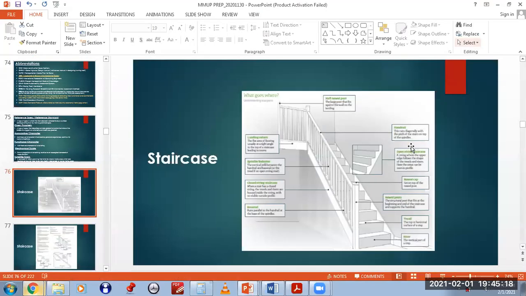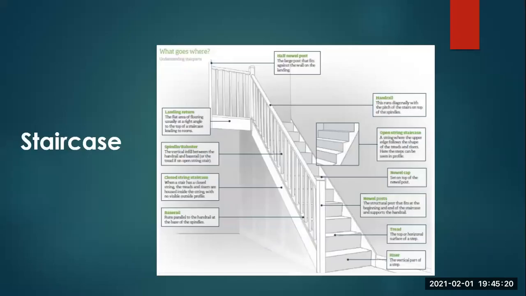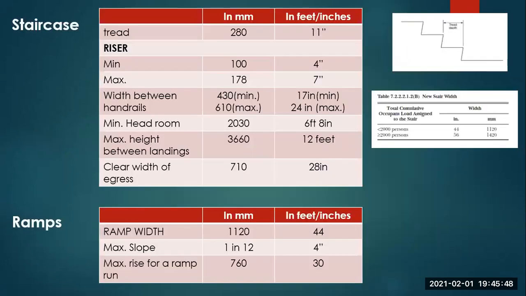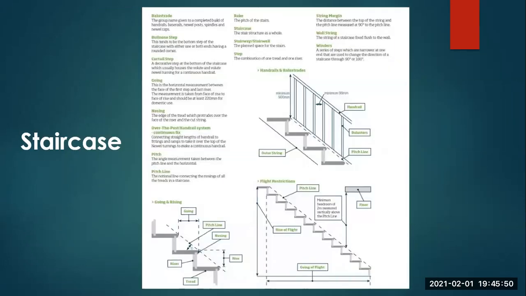Okay. So these are terms that you need to know: riser, handrail, newel posts. These are for timber staircases. You have newel posts. What else? Tread, riser, balustrade, pitch line.